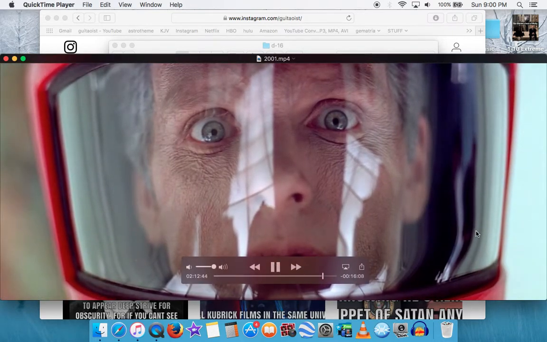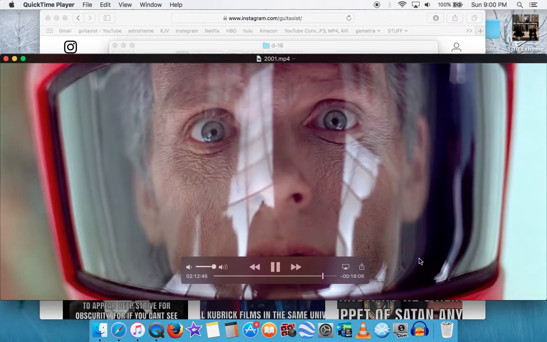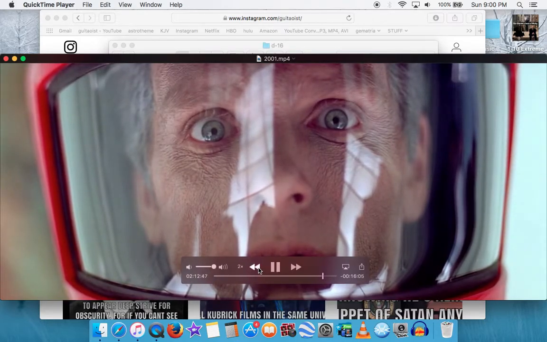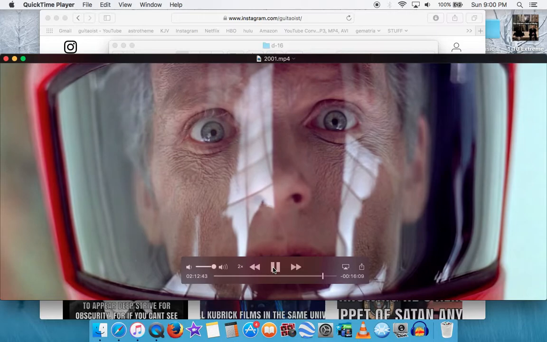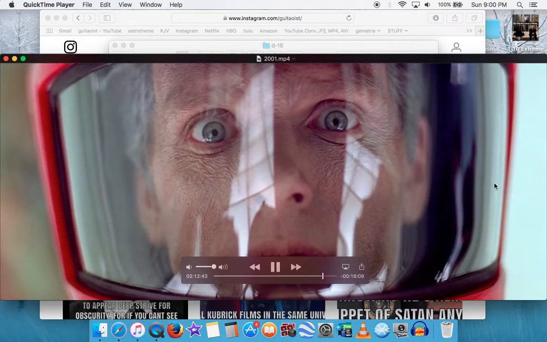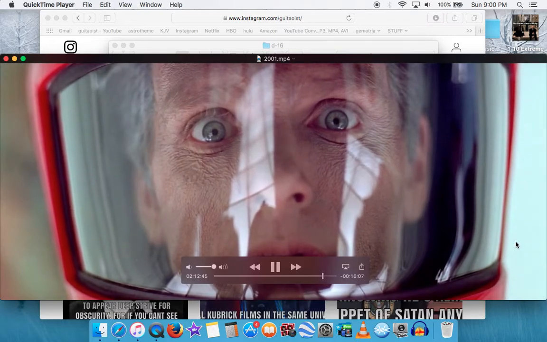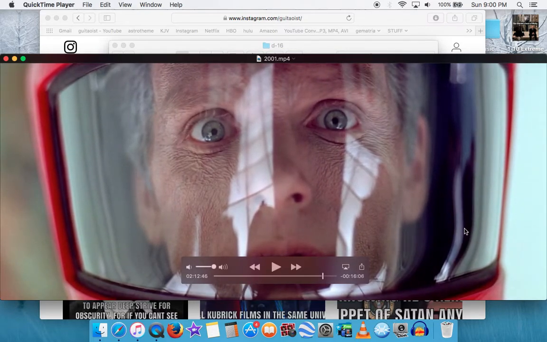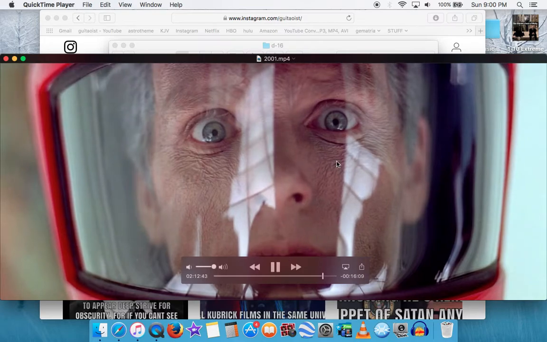But look right here where my mouse is pointing. You see that guy? I don't know if y'all saw that, but let me play it again. Right here is a reflection of the film crew, and that guy's hand just moved right there. Okay? And what this is, Stanley Kubrick was a genius. He did not do this unintentionally.